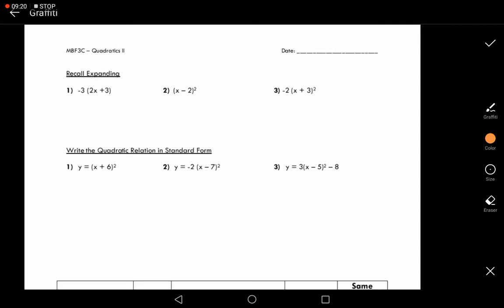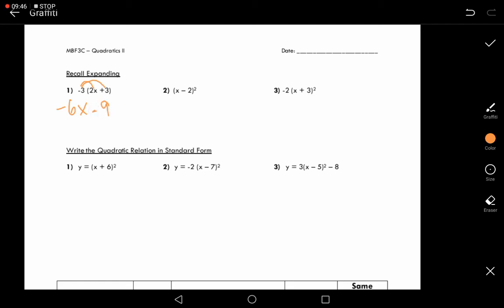So for this first one, I have a monomial multiplied by a binomial. So all I have to do is my distributive property, right? So again, those arrows just indicate that you're multiplying the terms together. So we have negative 3 times 2x, which would give me negative 6x, and negative 3 times positive 3 gives me negative 9.